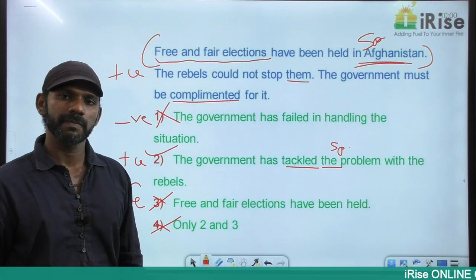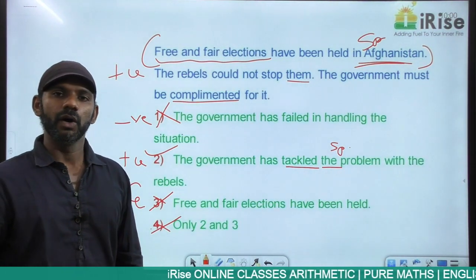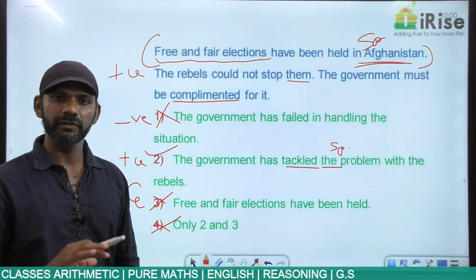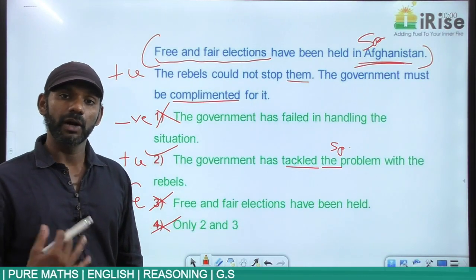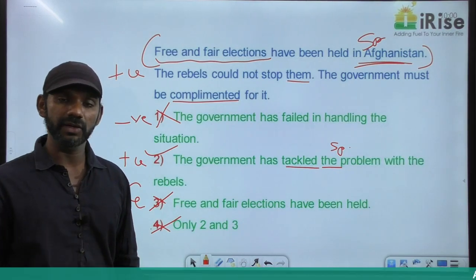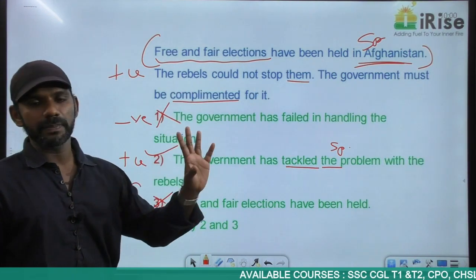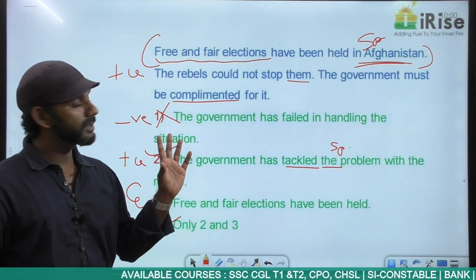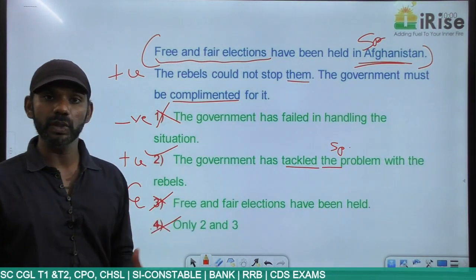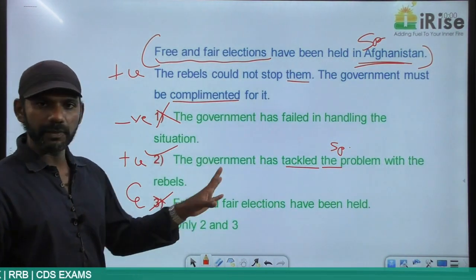If I say, all the students at IRISE take the exam, and all the students take the exam, the same meaning or completely different meanings? Completely different meanings. Which is general, which is specific? All the students at IRISE becomes specific. All the students becomes general. General and specific will not go together. The same is the case here. According to the paragraph, free and fair elections have been held in Afghanistan. Thus, according to option 3, we don't know where free and fair elections have been held. General and specific will not go together, and the answer must be option 2.